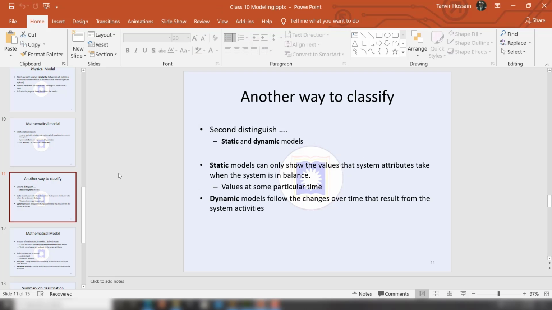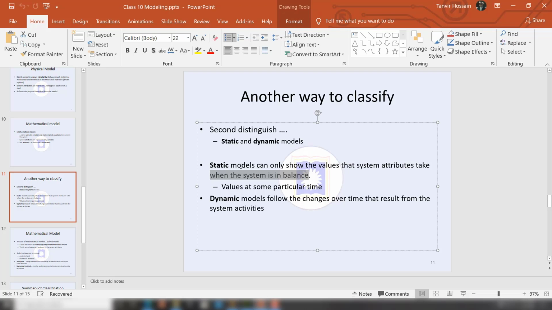So now let's talk about another way of classifying models, as we have already discussed in the two slides before this, that is the static and dynamic models. Static models can only show the values that system attributes take when the system is in balance. Dynamic models follow the change over time, not sudden changes. So they follow change over time as a result of system activities. We are actually familiar with this concept.